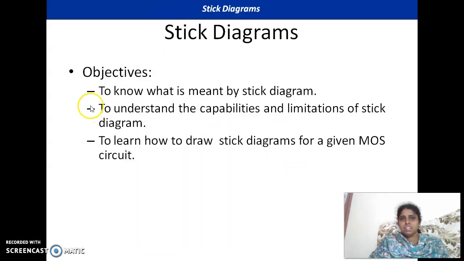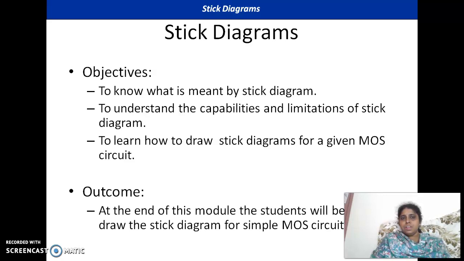These are the stick diagram objectives: to know what is meant by a stick diagram, to understand the capabilities and limitations of stick diagrams, and to learn how to draw stick diagrams for a given MOS circuit. Outcomes: at the end of this module, the student will be able to draw stick diagrams for simple MOS circuits.